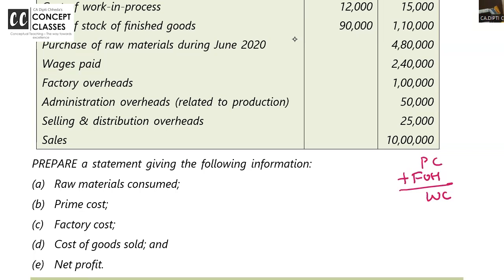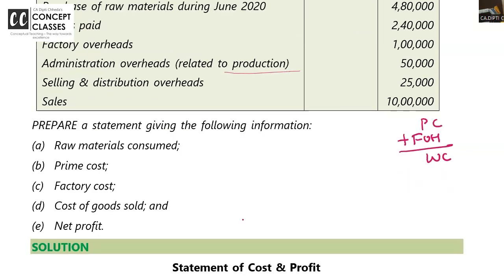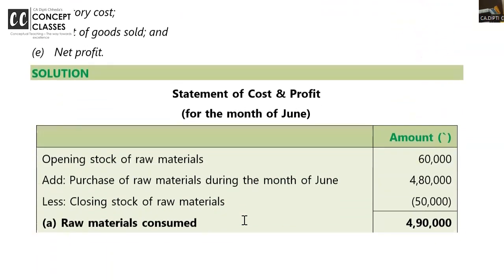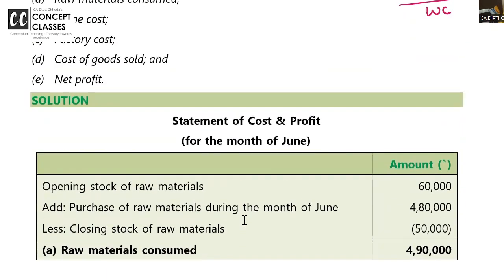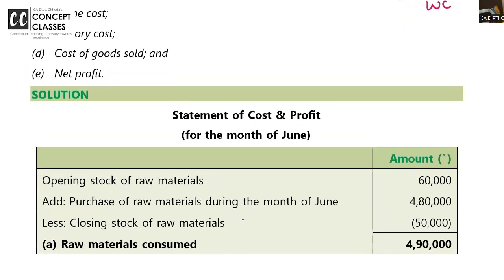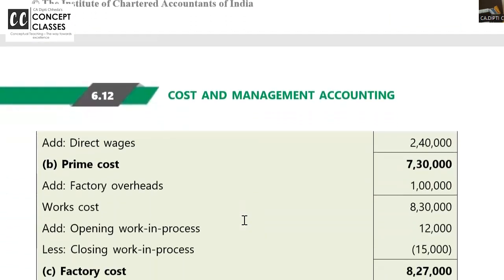Purchases, we know factory overhead is related to production. So now we know selling overhead will come where? In sales. So this is simple. They have asked you different parts. In the parts, they have asked you the cost sheet. So first is raw material consumed: opening plus purchase minus closing consumed. In purchase, they could have given carriage, insurance, freight, input GST, custom duty, and so on.